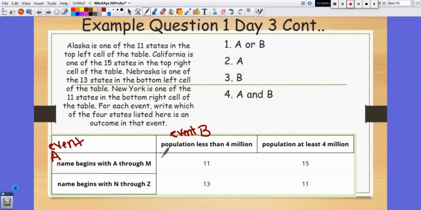Okay, so what's the event A or event B? Which state would fall between A and M and have less than a million people? All right, so California falls right here, so that's not it. Nebraska falls under 13, but that's the wrong letter. It looks like the only one that falls between A or B.